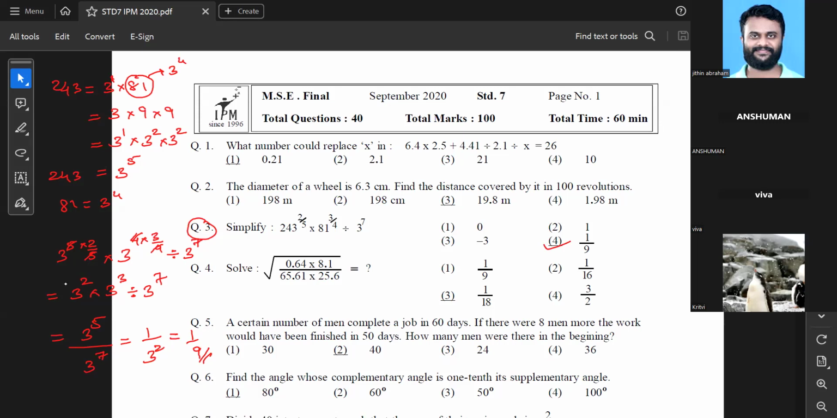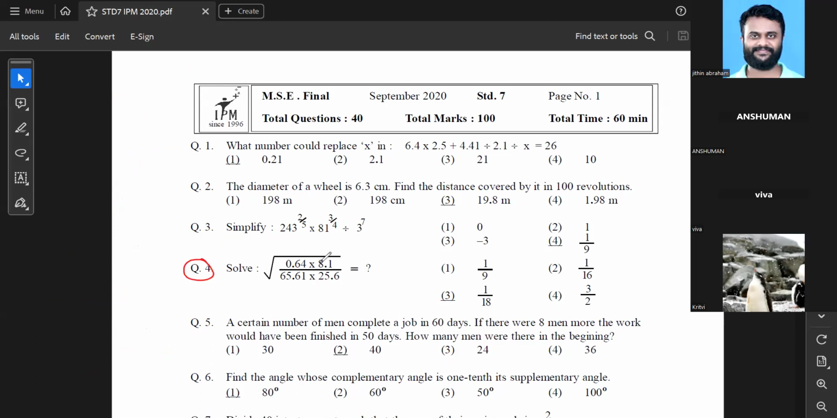Let's go for the next question, that is 0.64 multiplied by 8.1 divided by 65.61 multiplied by 25.6. So in this case, I'm taking a square root.